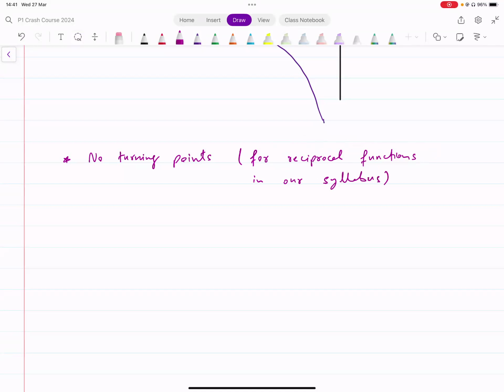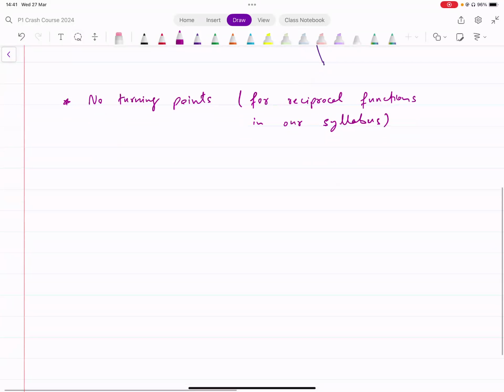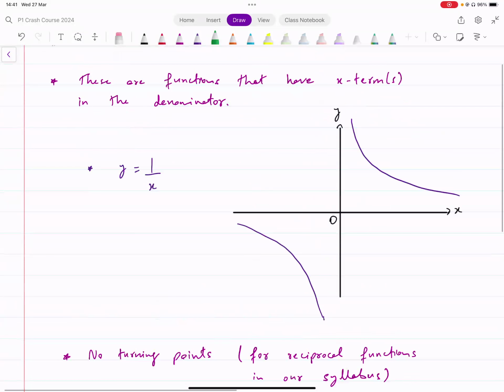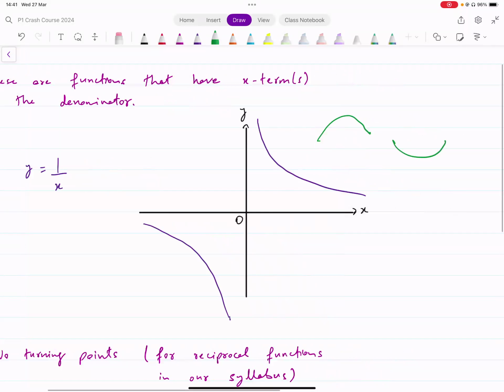What that means is, whenever you have a reciprocal function, you can assume that there is going to be no turning point. So in this case, for instance, there's no turning point, right? There's no point where the graph has a gradient of 0. That point does not exist here, where the gradient is equal to 0. There's no turning point. There's nothing like this or like this.